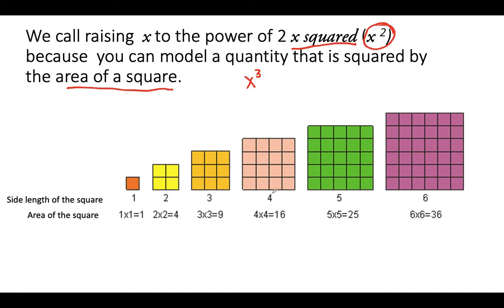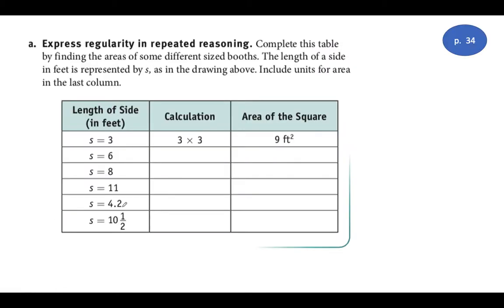And here's some examples. If the side length is 4, then the area is 16, which is 4 squared. If the side length is 6, then the area is 36, which is 6 squared. So in your book on page 34, there's a table here for you to fill out. They are thinking, hey, you're going to create a booth for the gym, and you need to know how much of the gym floor it's going to take up.